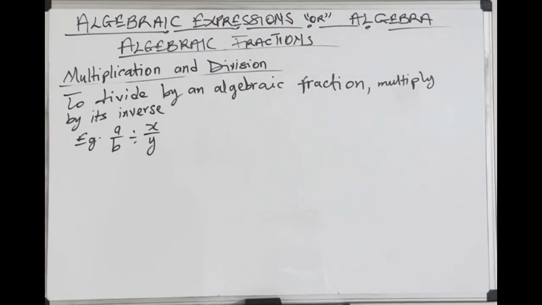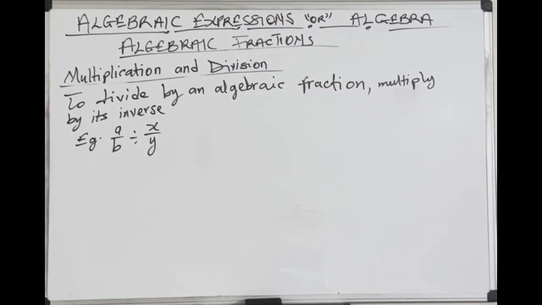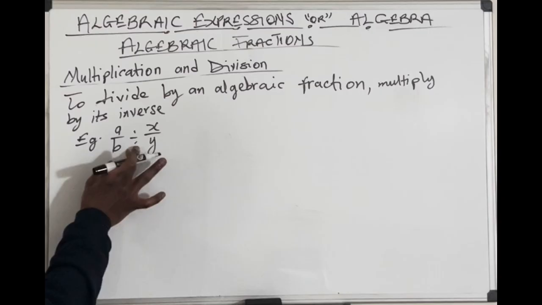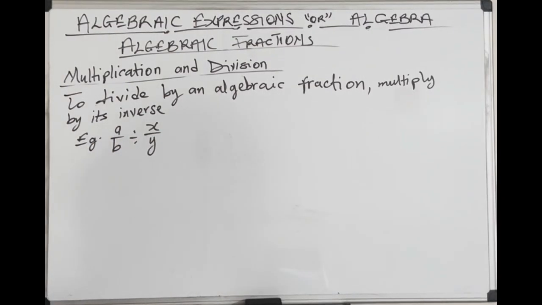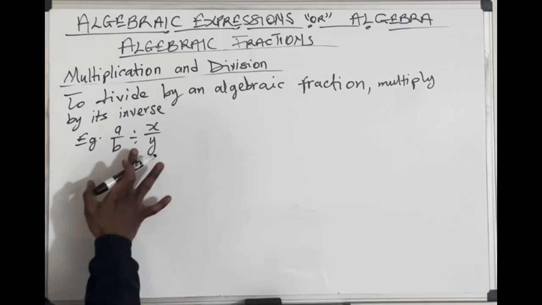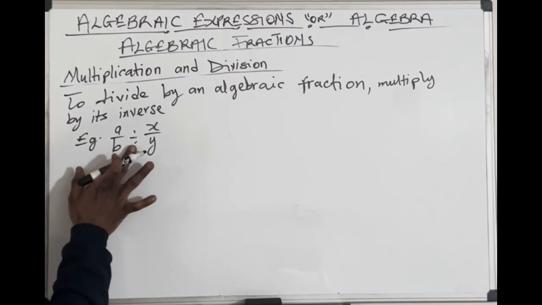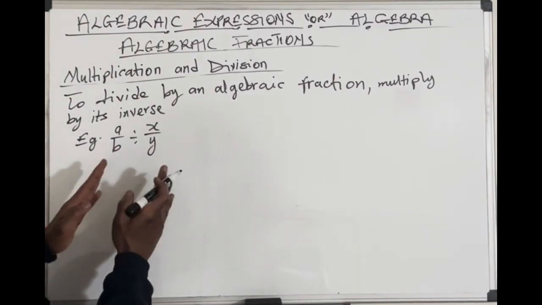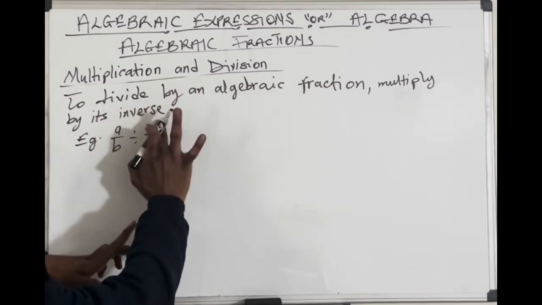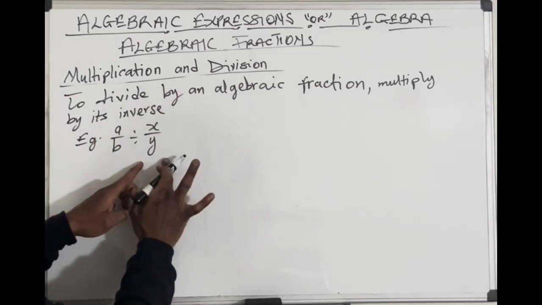Okay, so we move into division under algebraic expressions and then subtopic algebraic fraction. So to divide an algebraic fraction, we multiply by its inverse. Okay, so what we mean is when we have a division sign here, a over b divided by x over y. If you've already watched my fraction video, you know that whenever we change a division under fractions, then the next fraction we do what? The denominator turns to be the numerator and the numerator turns to be the denominator.